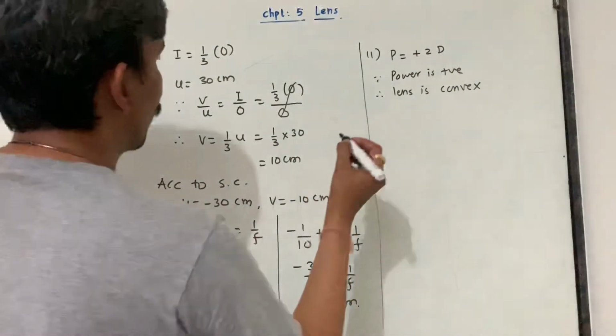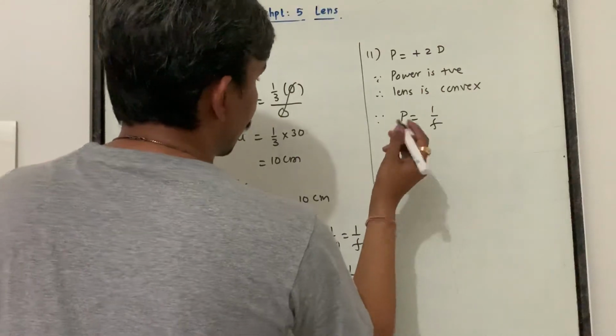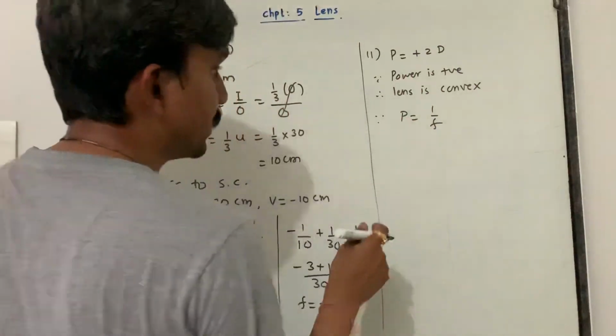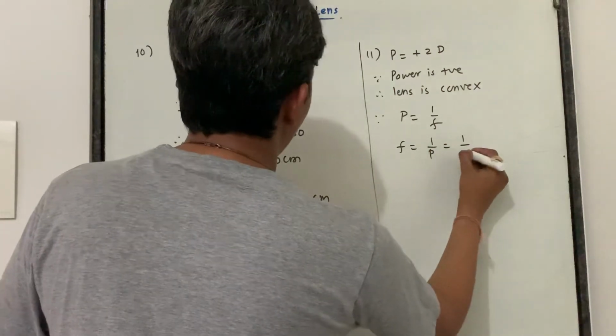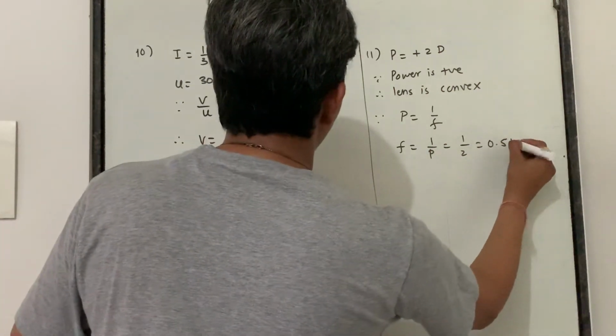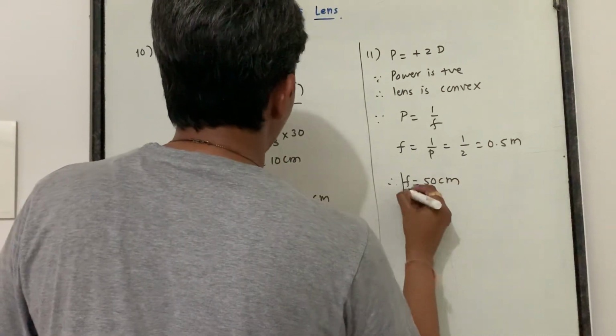Now here focal length they want, since P is equal to 1 upon F, right? So this F is in meter, so power is in diopter. So right here F is equal to 1 upon P, which is 1 upon 2, 0.5 meter. So we can write here F is equal to 50 centimeter.